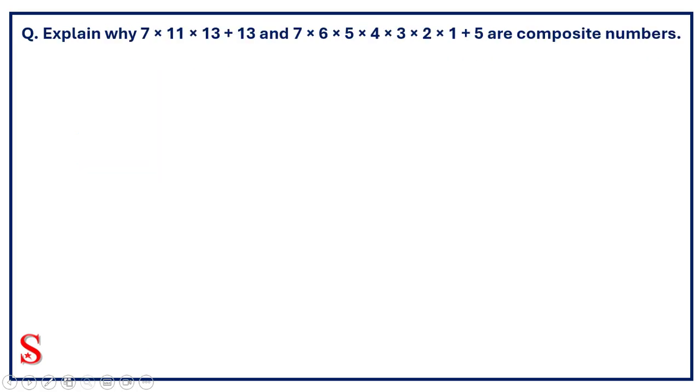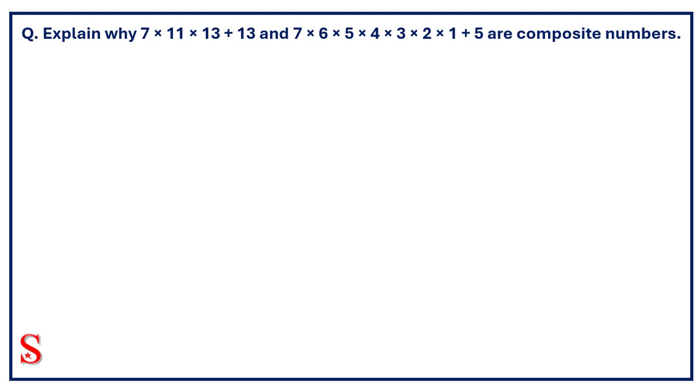Explain why 7 multiply 11 multiply 13 plus 13 and 7 multiply 6 multiply 5 multiply 4 multiply 3 multiply 2 multiply 1 plus 5 are composite numbers. So first of all, let's discuss what composite numbers are, and we have already learned all these terms. Composite numbers are those numbers which have more than 2 factors, right? Now we'll check whether these given numbers have more than 2 factors or not.